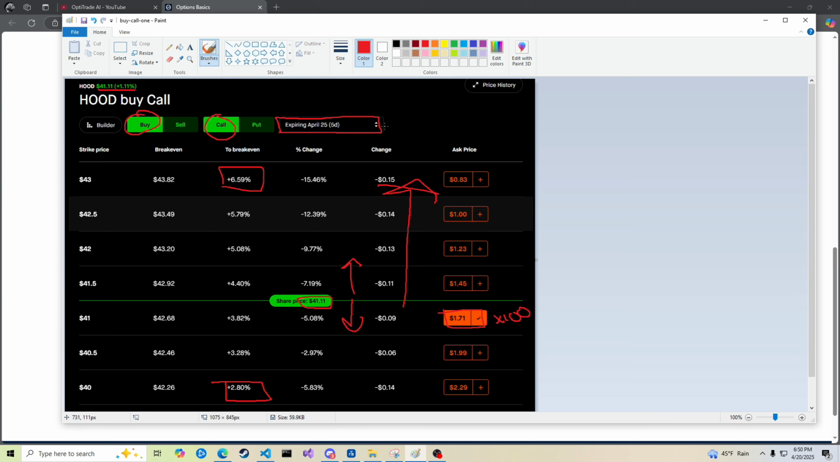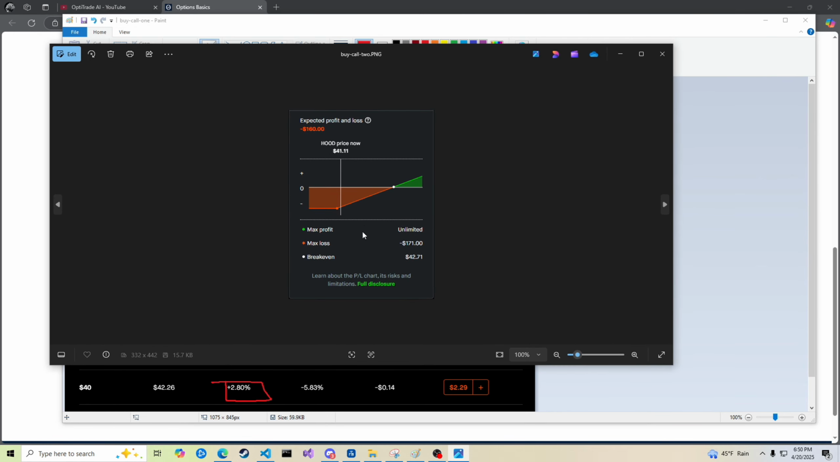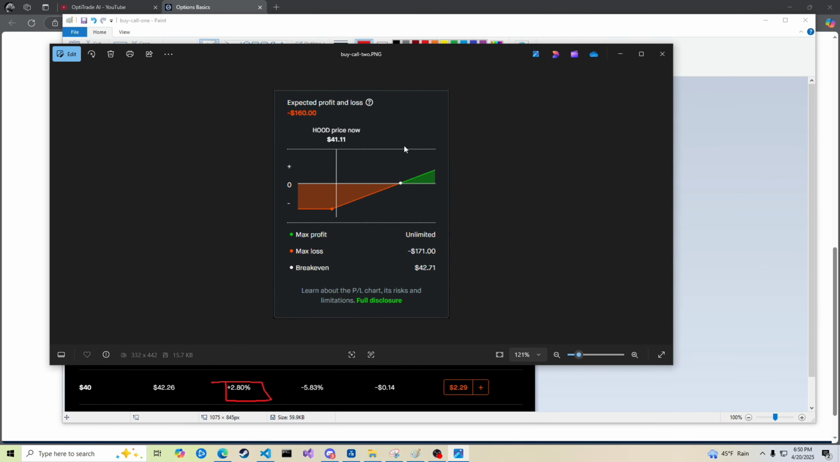Okay. So that is buying a call option. And really quick, I have just another picture of this, which is the expected profit and loss, a P&L graph. Just showing this really quick. So this is, again, where the max profit when you're buying a call option is theoretically unlimited, right? Because if the stock went up to $1,000, you would be making quite a bit of money, right? And the max loss is going to be the premium that you paid.